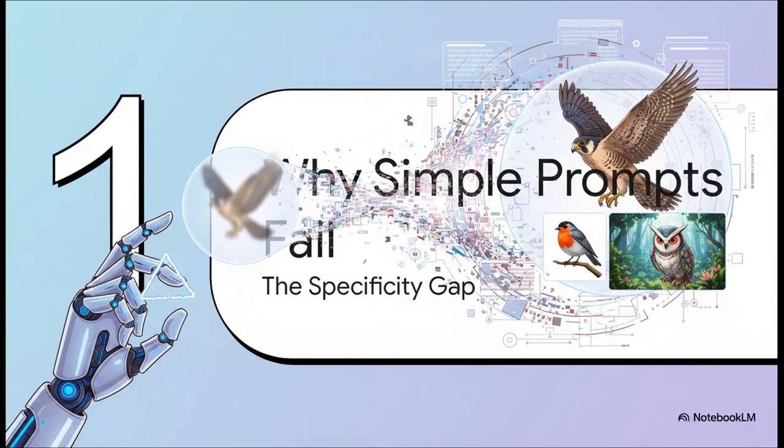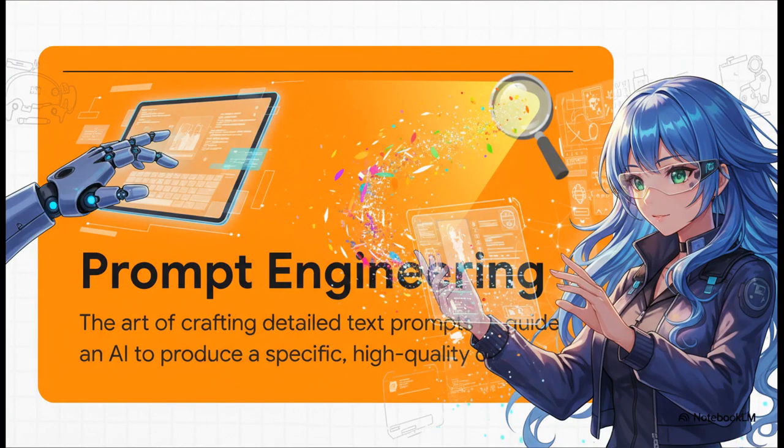So this is what I like to call the specificity gap. It's that huge space between the awesome image you've got in your head and the super detailed language the AI actually needs to create it. If you're vague, the AI has to guess, and when it guesses, well, you get vague, generic results every single time. The skill you need to bridge that gap is called prompt engineering. And trust me, it's more of an art than a science.